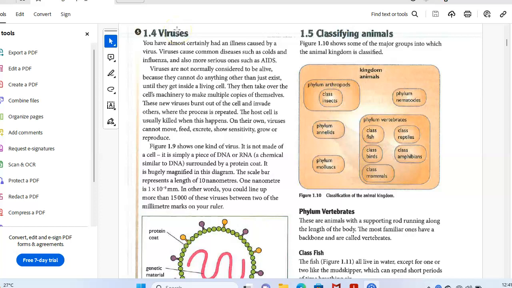This is the first chapter of your IGCSE Biology, and the topic is 1.4 Viruses. You may have undergone any illness such as cold, influenza, AIDS, and the recent disease was coronavirus. These diseases were because of the viruses. So, what do the viruses cause? Viruses cause common diseases such as cold, influenza, and AIDS.